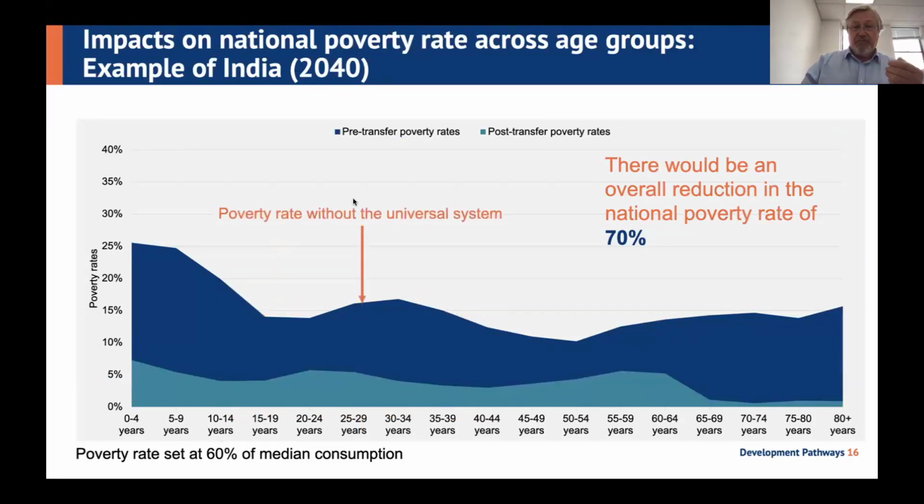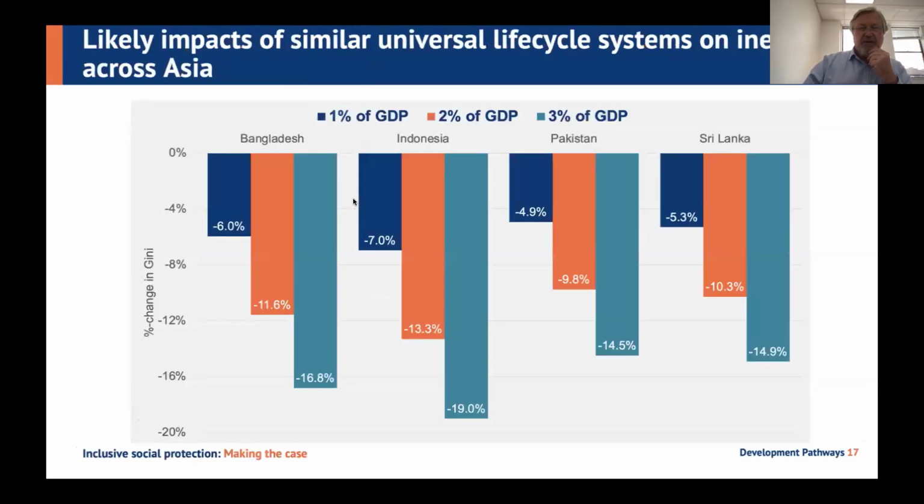If you look across the age groups here, looking at current poverty rates in India without the universal system at the top of the blue line, and then you look at what the poverty rates would be for each age group after the system is introduced, you find a massive reduction in poverty in India if all other things are held constant in the economy and society. So we can make a major difference on inequality and poverty if we move towards building universal systems in low and middle income countries.